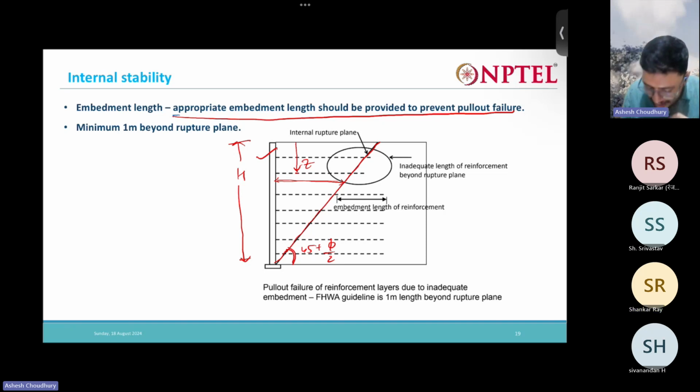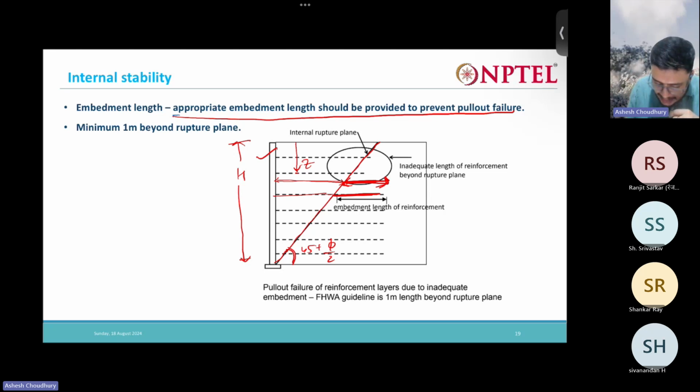Now the question is how much embedment length should be provided? It is beyond the active failure wedge. This embedment length is actually holding the reinforcement, right? Else if you provide reinforcement only up to this place, the whole thing will come out. Reinforcement will come out with the active failure wedge, right? The wall will fail. So you need to anchor the reinforcement back here. You have to embed the reinforcement. So this embedment length is also very important, and it is calculated from the pull-out criteria.